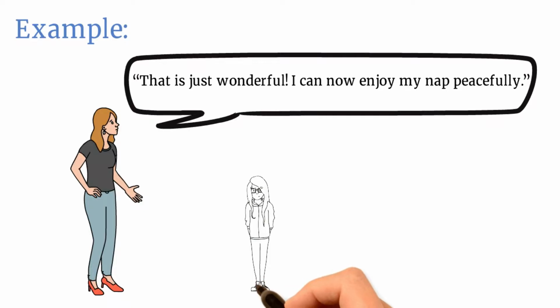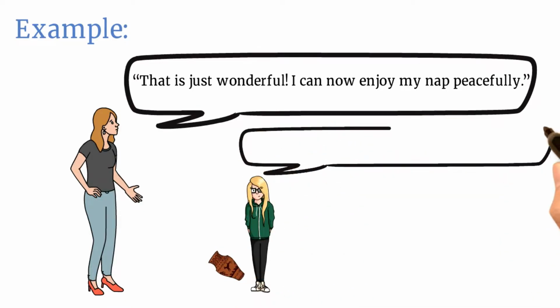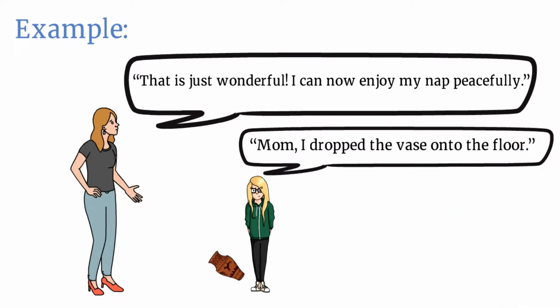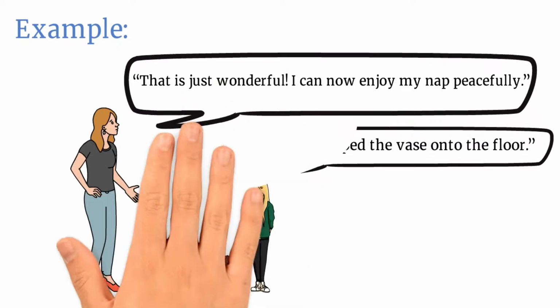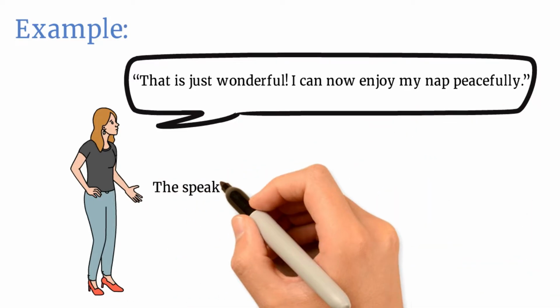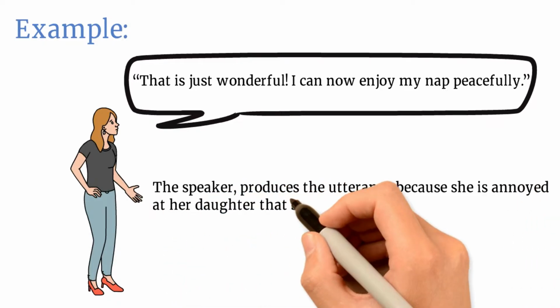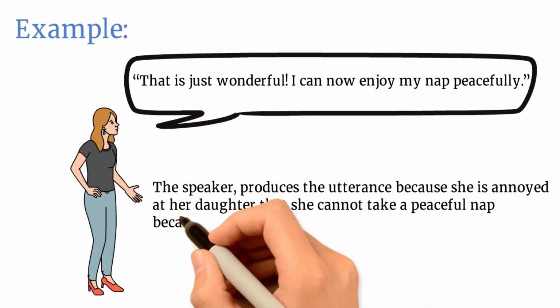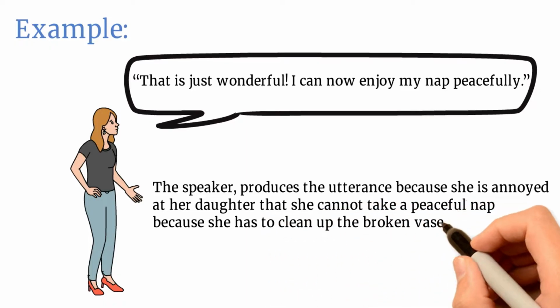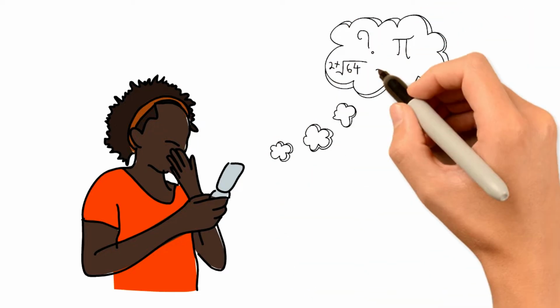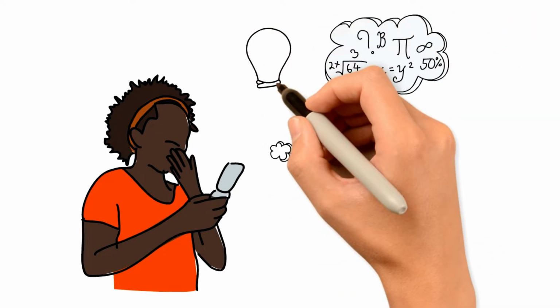more specific context. Tessie's daughter says, "Mom, I dropped the vase onto the floor." And then Tessie replies, "That is just wonderful. I can now enjoy my nap peacefully." In this context, Tessie, as the speaker, produces the utterance because she is annoyed at her daughter that she cannot take a peaceful nap because she has to clean up the broken vase. Thus, one simple utterance can generate a variety of different meanings, depending on the context, of course.